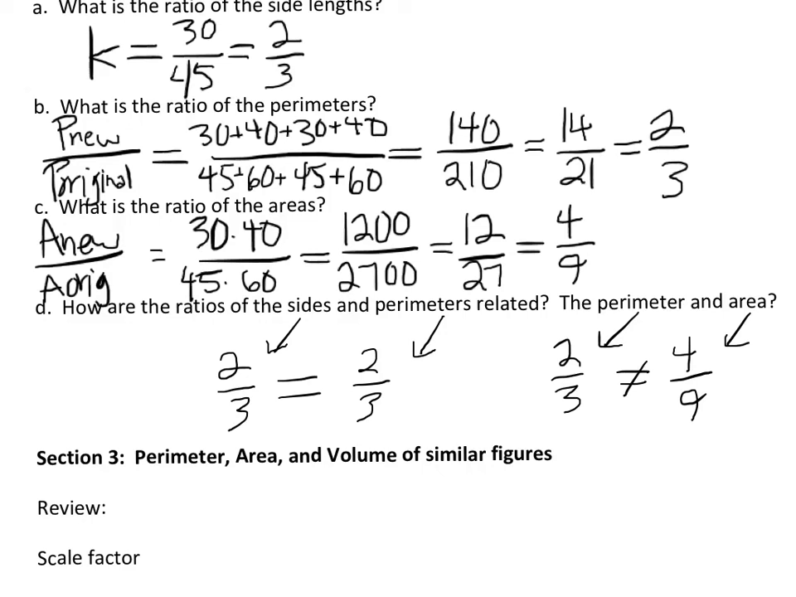What could I do to figure out what the ratio of the areas is if I just know what the ratio is for the side length? So we're going to talk about that in the next section, but I encourage you to begin to think about how could we figure that out and what is that relationship. And this concludes section 2.